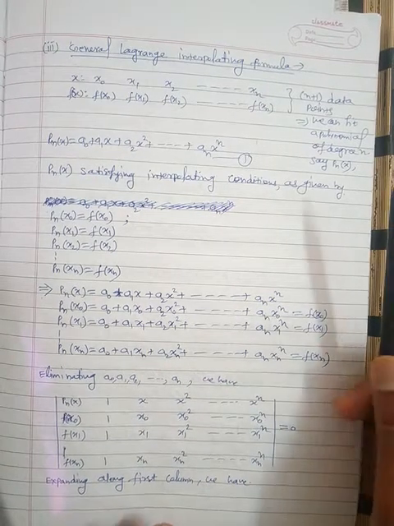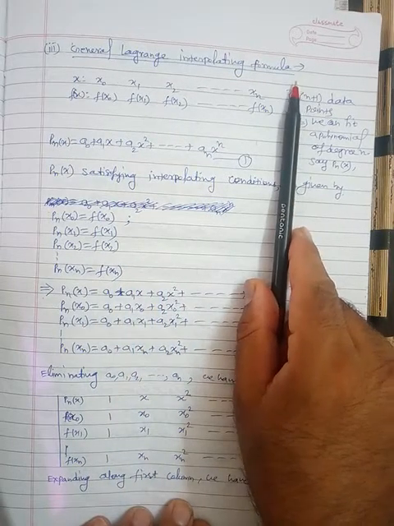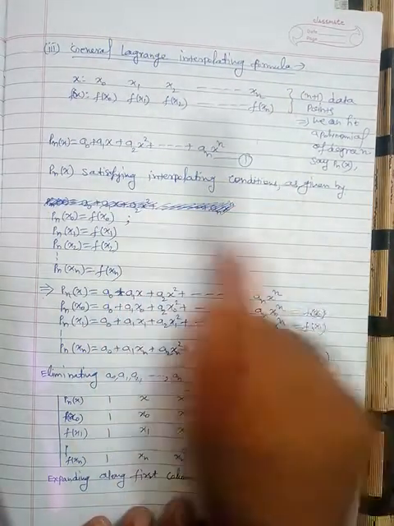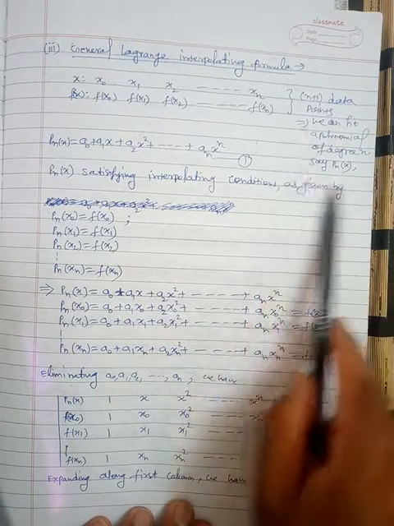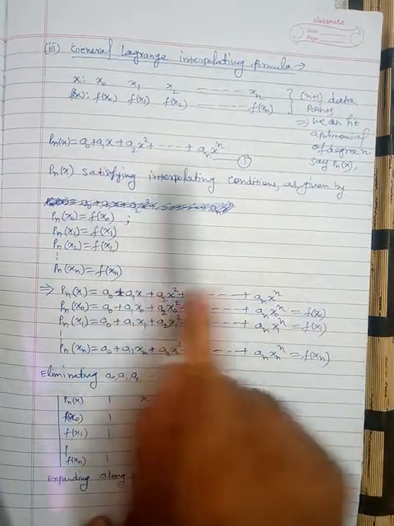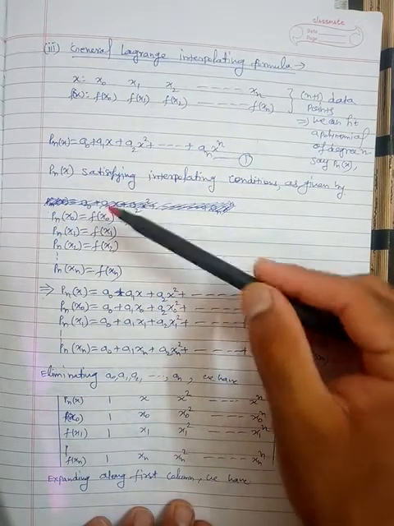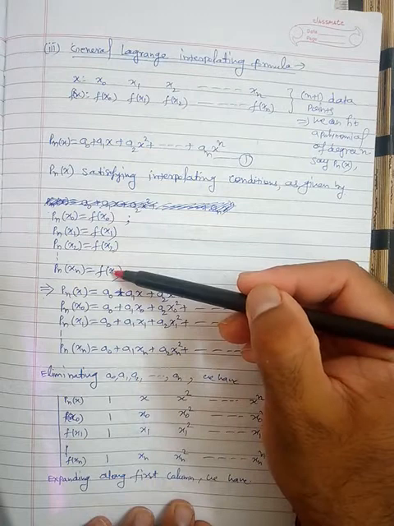Dear students, in this video we will discuss the general Lagrange interpolation formula. Suppose we have n plus 1 data points. So we can fit a polynomial of degree n and denote it by Pn(x). This is the polynomial of degree n which satisfies the interpolating conditions. So these are the interpolating conditions.